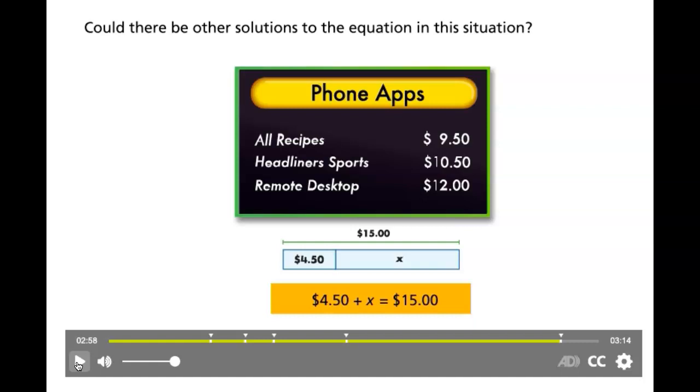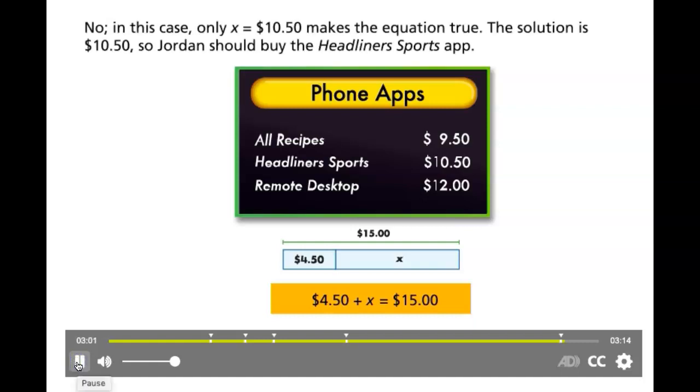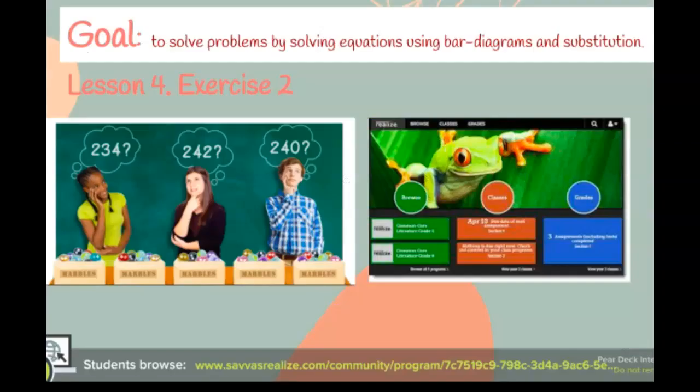All right. So let's see. In this case, only X equals $10.50 makes the equation true. The solution is $10.50, so Jordan should buy the Headliner Sports app. All right, so that is one example. We're using the tape diagram and substituting the value. Let's see another example. The other example that we have is to substitute the value again, and we could watch another example from Savas and how it is done.